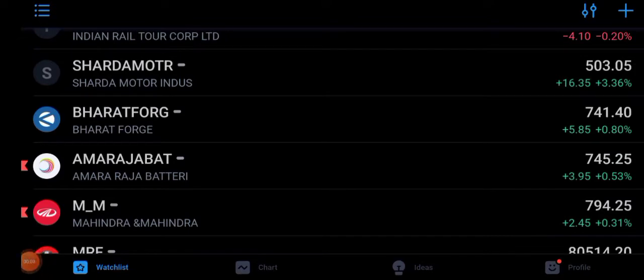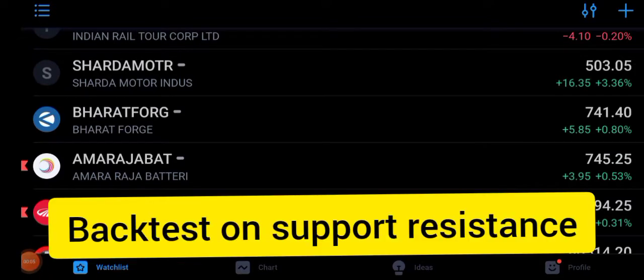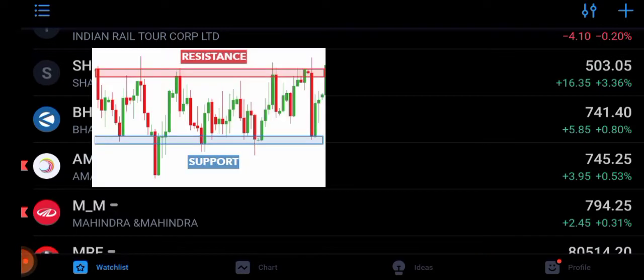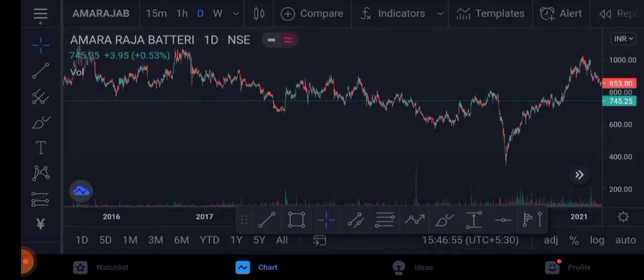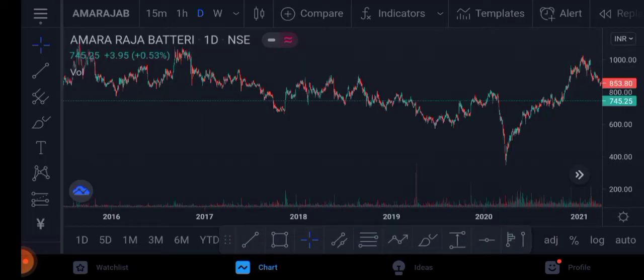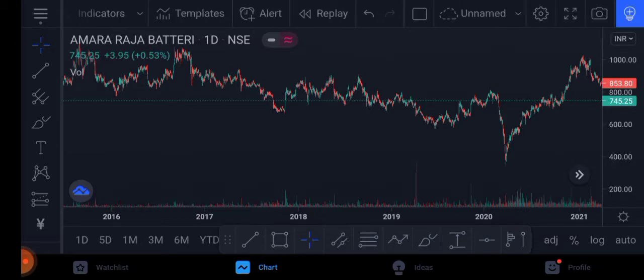This is Shankar Rathod. I'm starting a new series of backtesting which include all backtesting videos on support resistance and triangle patterns and head and shoulder patterns and all the various patterns. So let's start with the first stock. Let's go with Amara Raja Batteries and I'll show you how support and resistance work on daily chart basis. I'm not going to intraday because I don't have any paid subscription for the TradingView platform. I'll go with one day charts now.